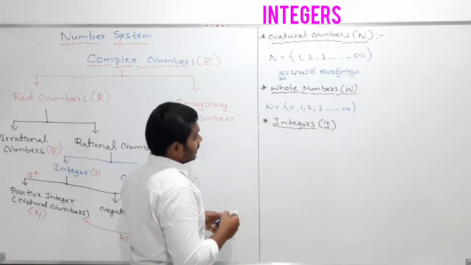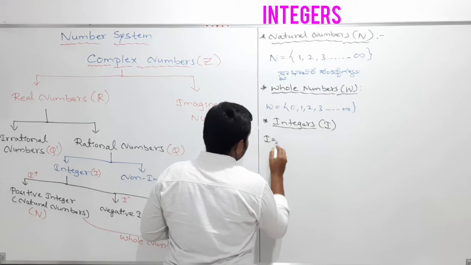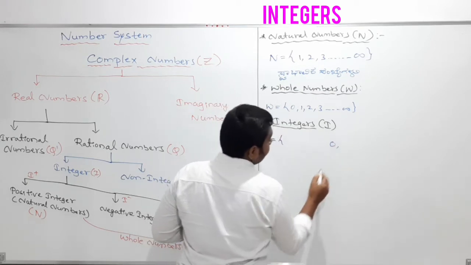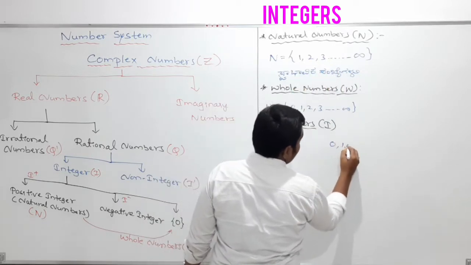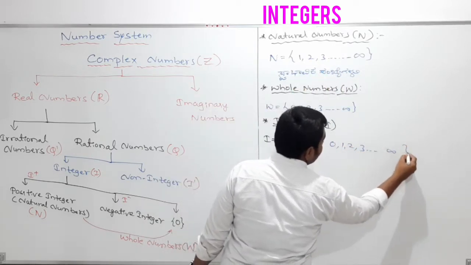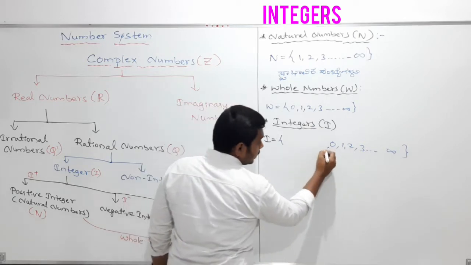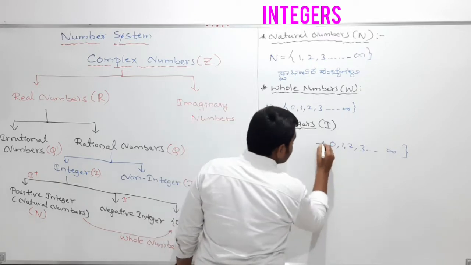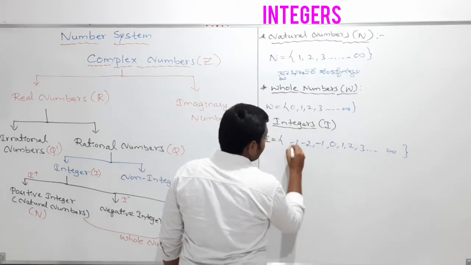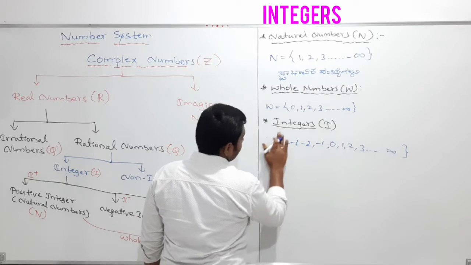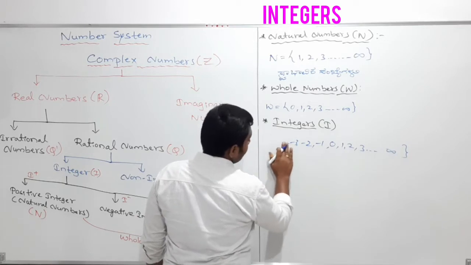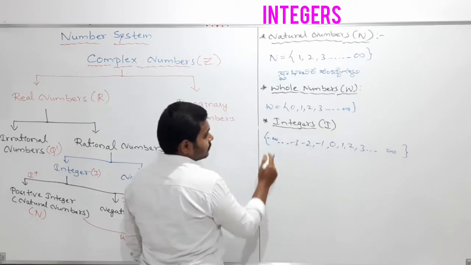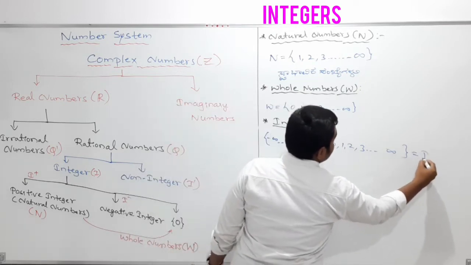Then what are those? Those are, my dear students, I is equal to, I can write, 0, the natural numbers 1 2 3 up to so on infinity, and now including the negative of this, negative natural numbers we can also call. So what are those? -1 -2 -3 up to so on. I am writing here up to so on minus infinity. So this we can call as integers.